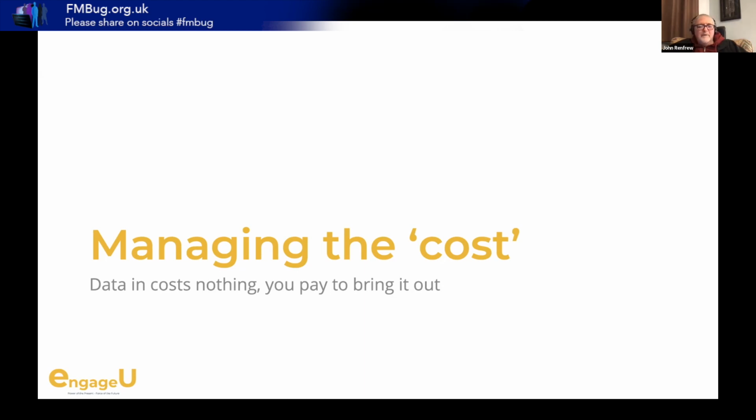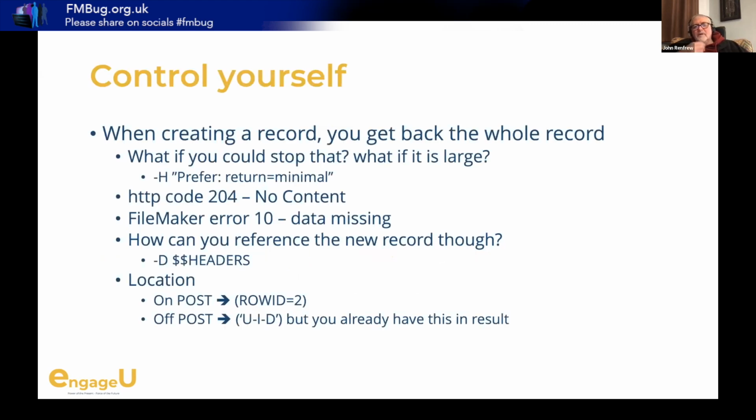But still, because we know it's metered, one of the first things is to go, okay, so what about managing that, because it costs you? When you create a record using OData, you pass it a JSON payload with all of the fields and the field data. When you create a record, you actually get the whole record back. So my first question is, is there a way to stop that? And what if the data that you're passing is in fact massive, because it includes some base64 files? You really don't want to get everything back just because you've created something.